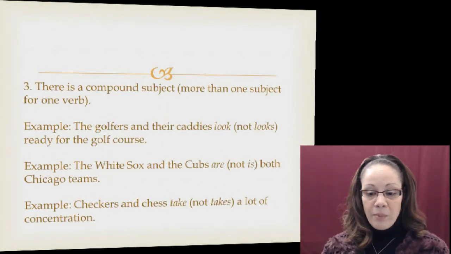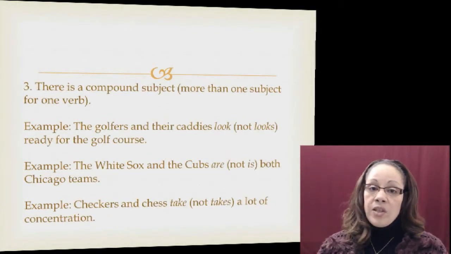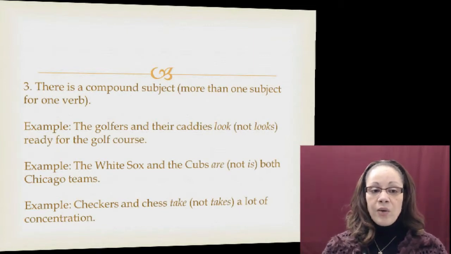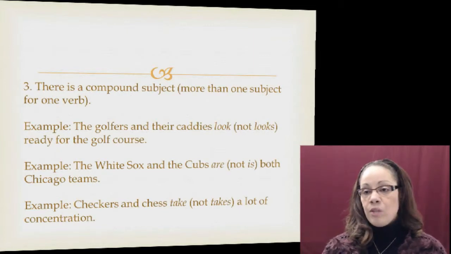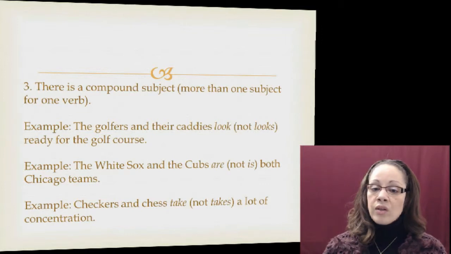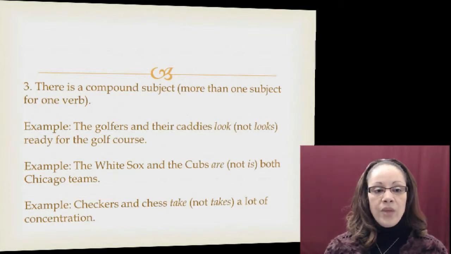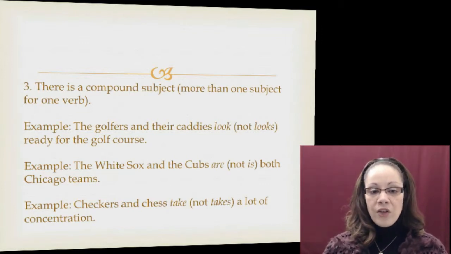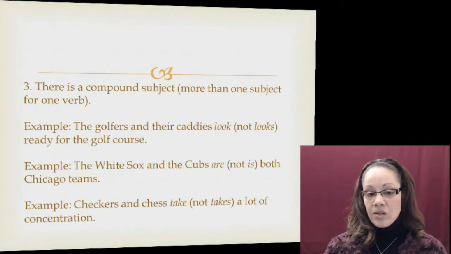Our third trouble spot when we're dealing with subject-verb agreement is a compound subject, which means more than one subject for one verb, and we talked a little bit about that in Module 2. Our example here: the golfers and their caddies look ready for the golf course. Look is our plural verb. It's an action verb without an S, so we know it's plural. Who or what look? Golfers, caddies.